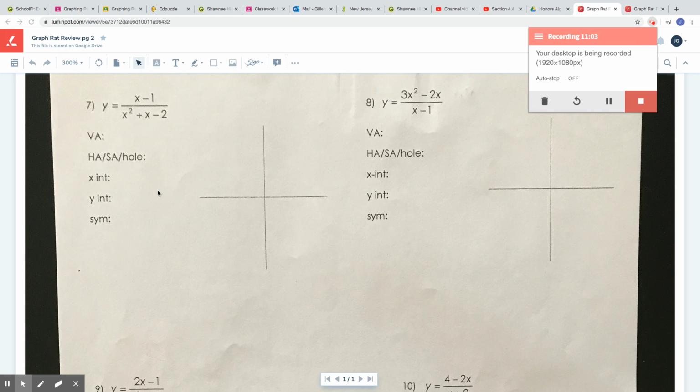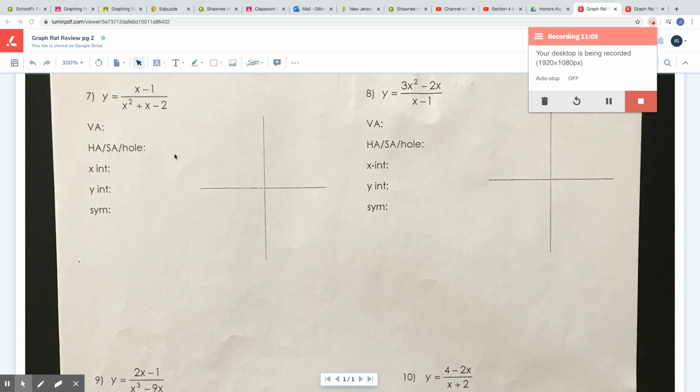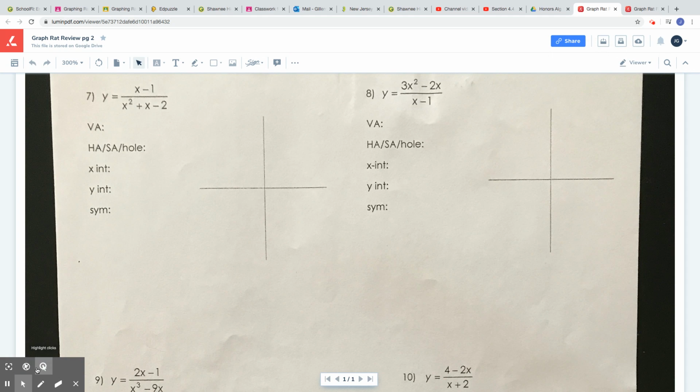All right, so here is number 7. The degree is larger on the bottom than it is on the top, so what's going to happen is we're going to have a horizontal asymptote here. But this is a special little guy. So let's look at what happens here.